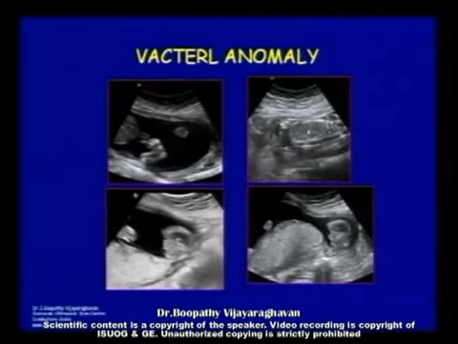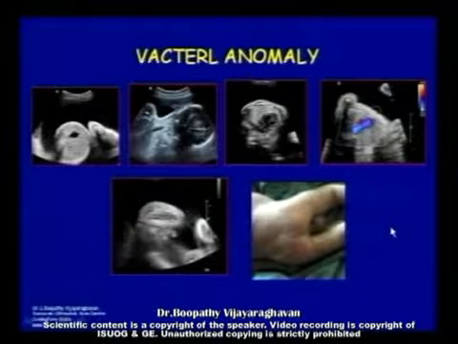Then coming to the other group of anomalies where you don't see the anus. It can be a component of VACTERL anomaly, and here you see radial ray aplasia, renal agenesis, ambiguous genitalia, and non-visualized anus. This is one picture of VACTERL anomaly, and the other is there is polyhydramnios.